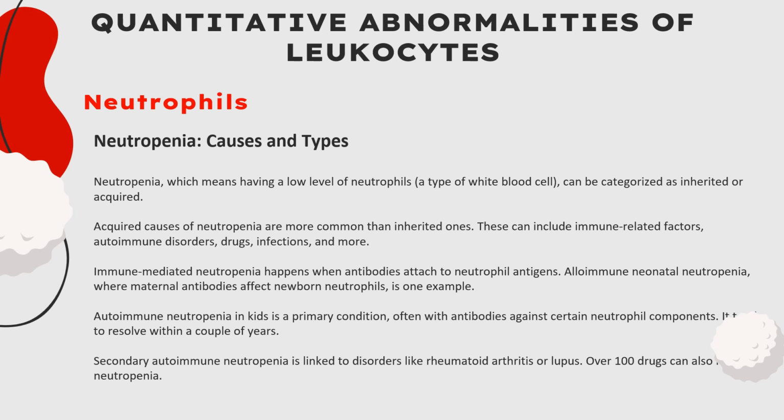It's when maternal antibodies affect newborn neutrophils. Autoimmune neutropenia in children is a primary condition, characterized by antibodies against specific neutrophil components. Interestingly, it usually fades away within a few years. Secondary autoimmune neutropenia can be linked to disorders like rheumatoid arthritis or lupus.